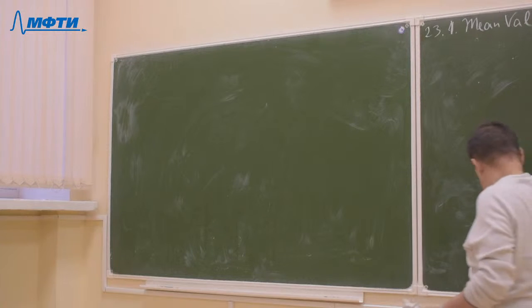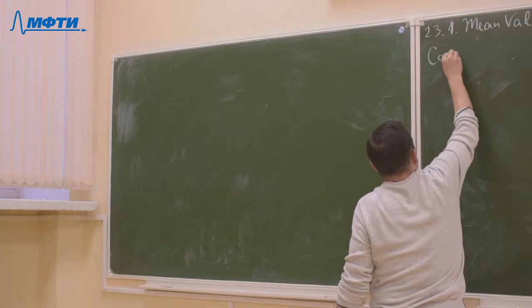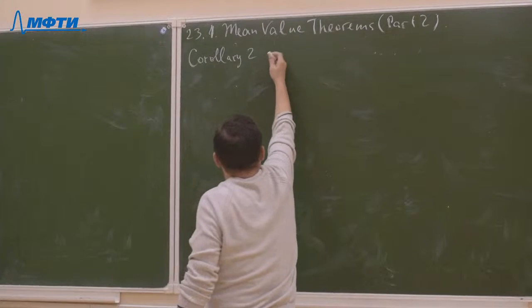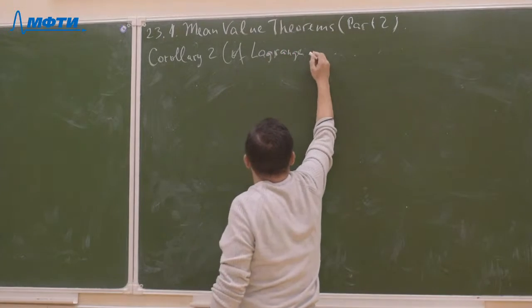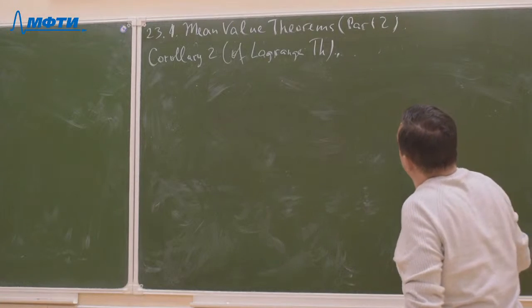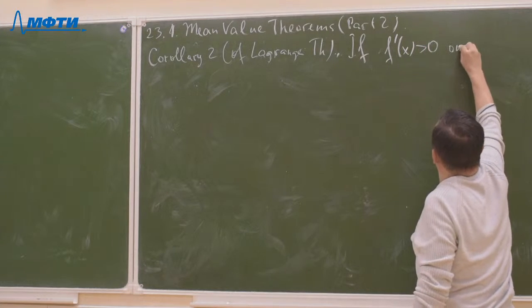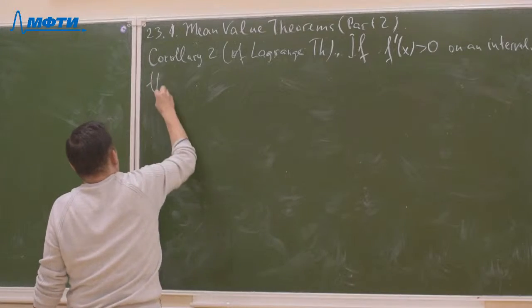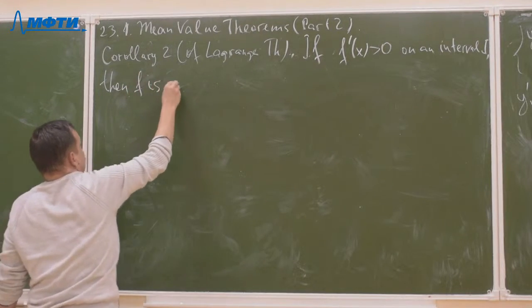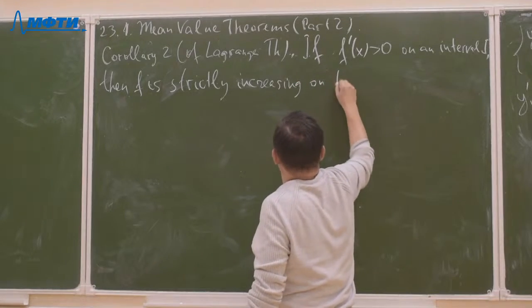So corollary 2 of Lagrange mean value theorem: if f prime of x is positive on an interval I, then f is strictly increasing on I.